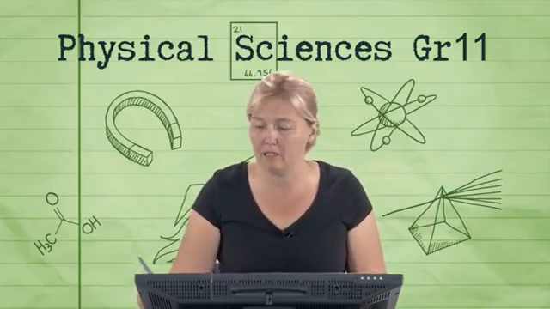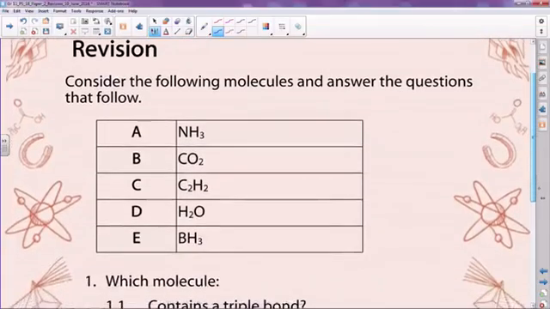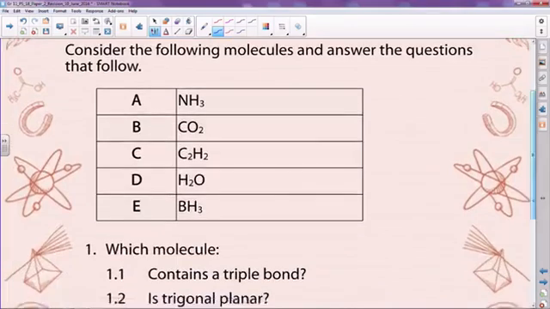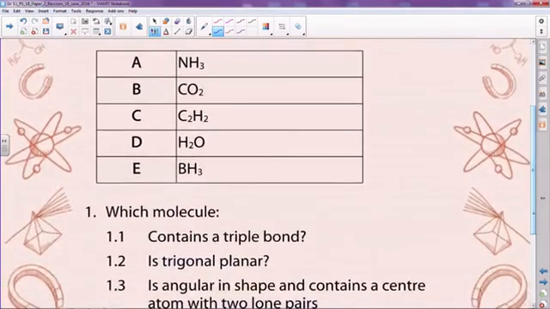So what we're going to do is start off, and let's get going. Remember I said to you about shapes of molecules, all those sort of things. So I've got the following question for you. Consider the following molecules. A is NH3. You should know that's ammonia. B is CO2, carbon dioxide. C is C2H2. You won't have seen that before. It's called ethyne, but it doesn't matter. D is H2O, that's water. And E is BH3, boron trihydride. Names don't matter, right?